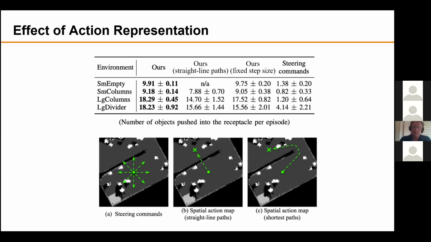If we look at in-between methods, ours is on the left and steering commands on the right. If we just limit ours to take short steps, it's still significantly better than steering commands. And if we limit it to not follow shortest paths, but only take straight paths, it's still significantly better. So the value is coming from the spatial action maps, not from the fact that we follow these shortest paths or anything like that.